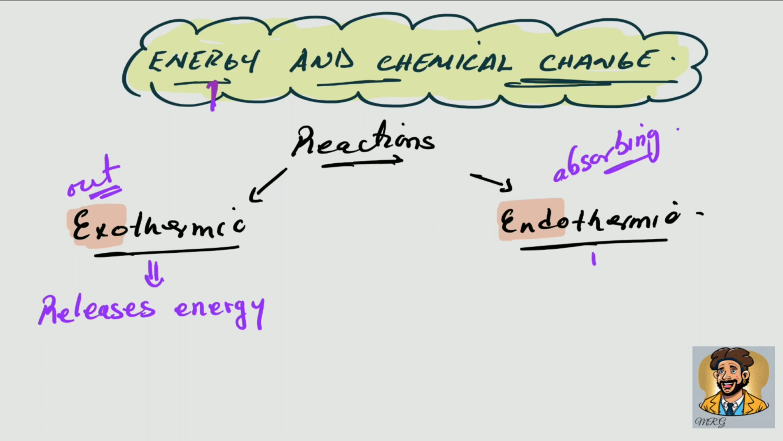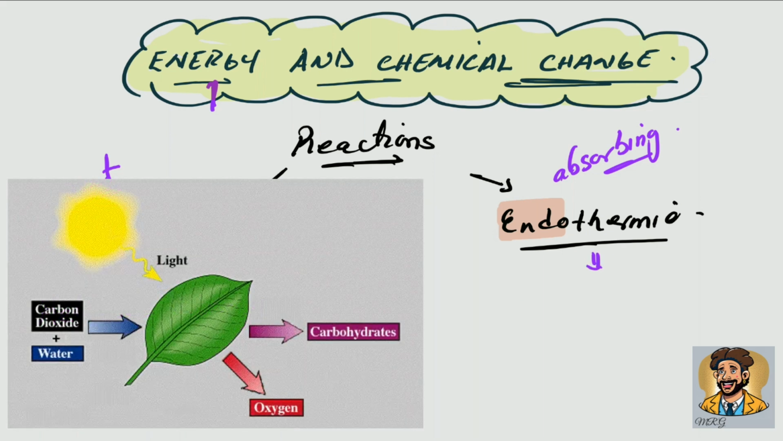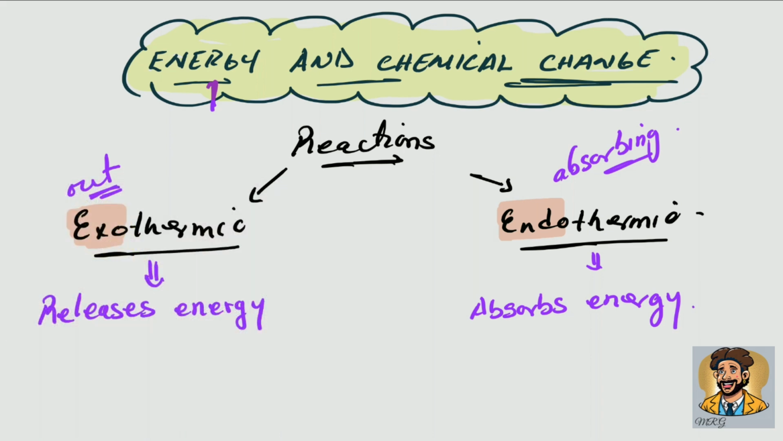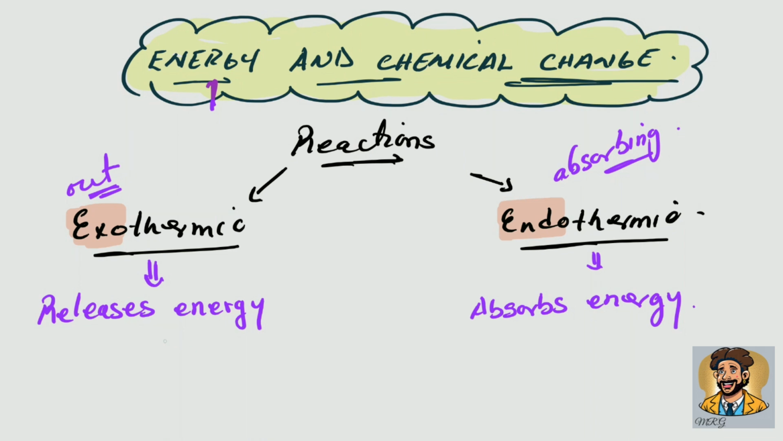In the endothermic reaction, energy is going to be absorbed. So, in other words, all chemical reactions can be divided in two main groups, exothermic and endothermic. The exothermic releases energy in the form of heat, for example. The endothermic absorbs energy. It doesn't need to be in the form of heat, it could be in the form of light, for example.